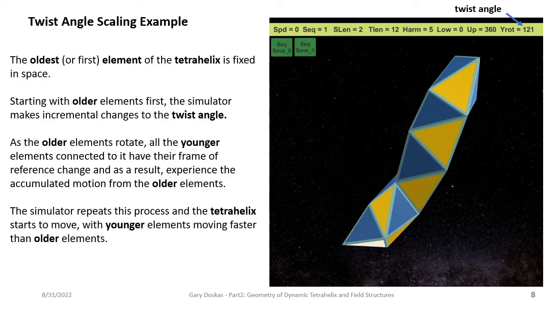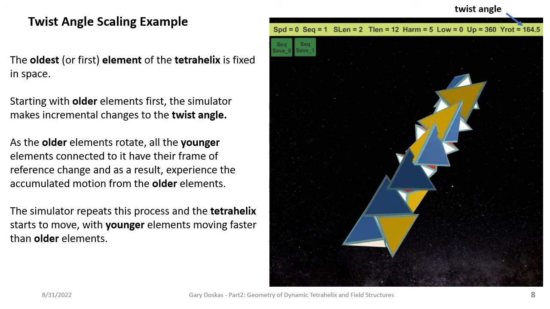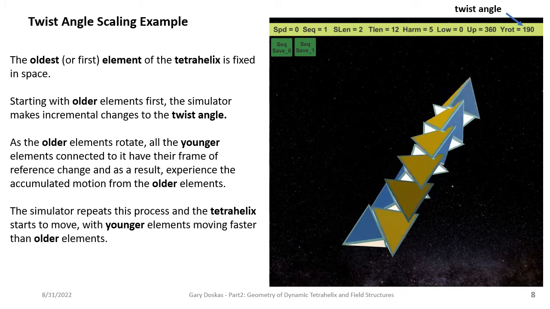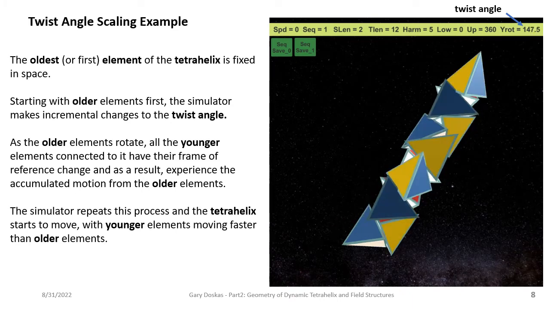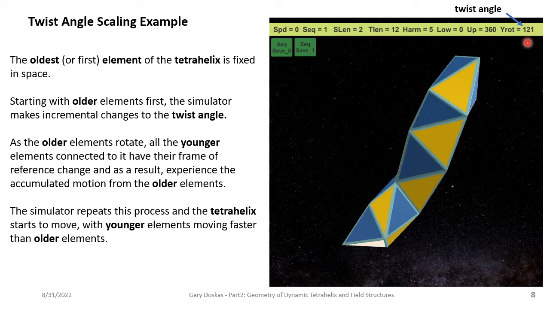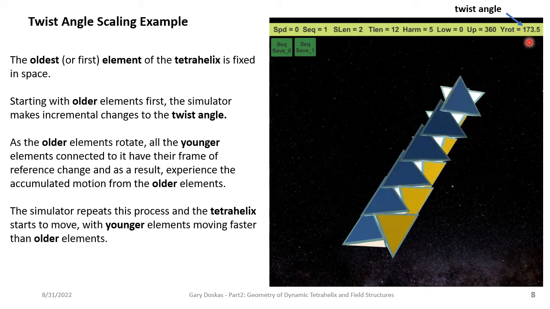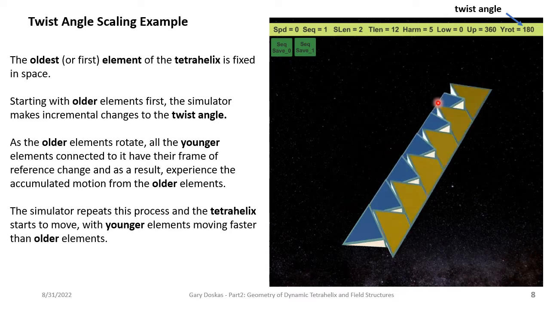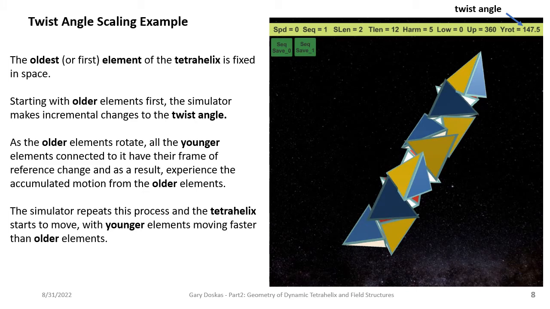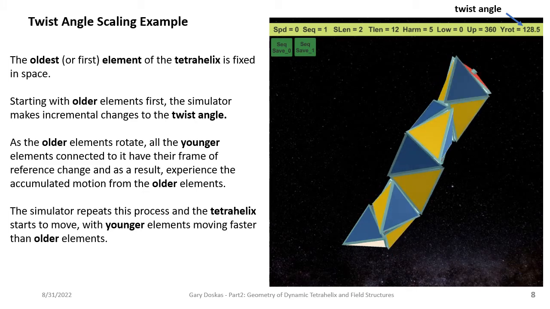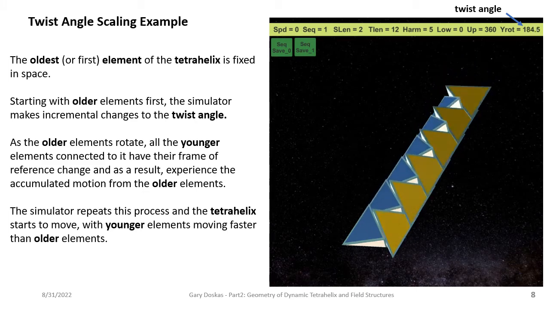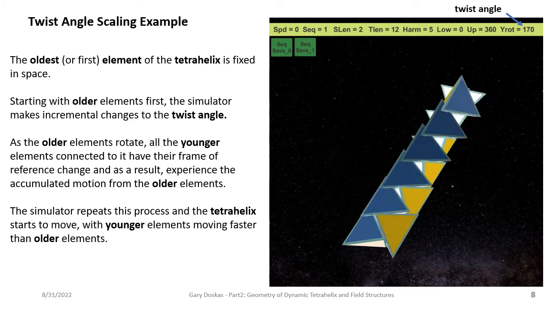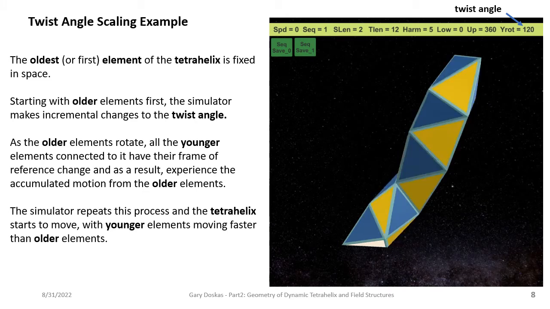Twist angle scaling example. The oldest, or first, element of the tetrahelix is fixed in space. Starting with older elements first, the simulator makes incremental changes to the twist angle. As the older elements rotate, all the younger elements connected to it have their frame of reference change and as a result, experience the accumulated motion from the older elements. The simulator repeats this process and the tetrahelix starts to move, with younger elements moving faster than older elements.